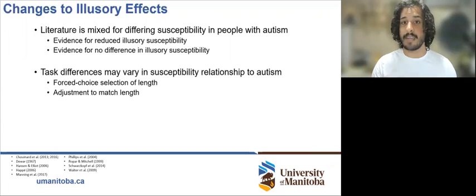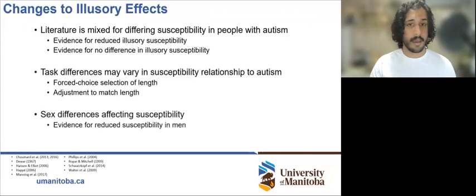Both forced choice and adjustment tasks were used in the present study to determine if either mode of measuring was associated with differences in illusion susceptibility as a function of autistic trait expression. And as participant sex has also been suspected to influence illusory bias, it was also investigated.